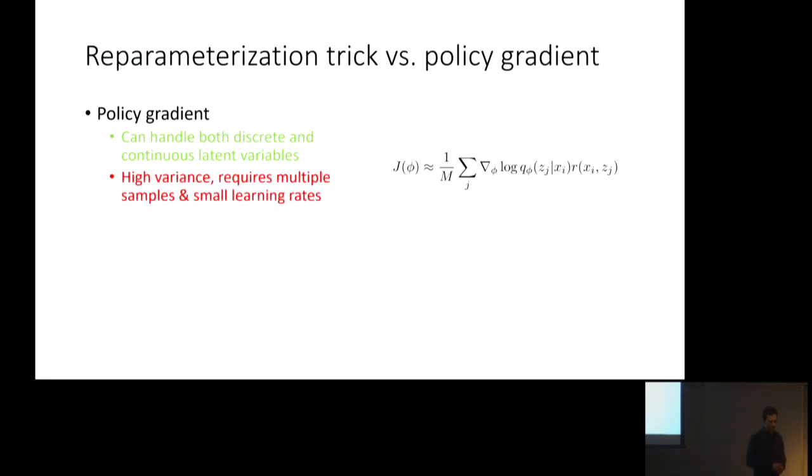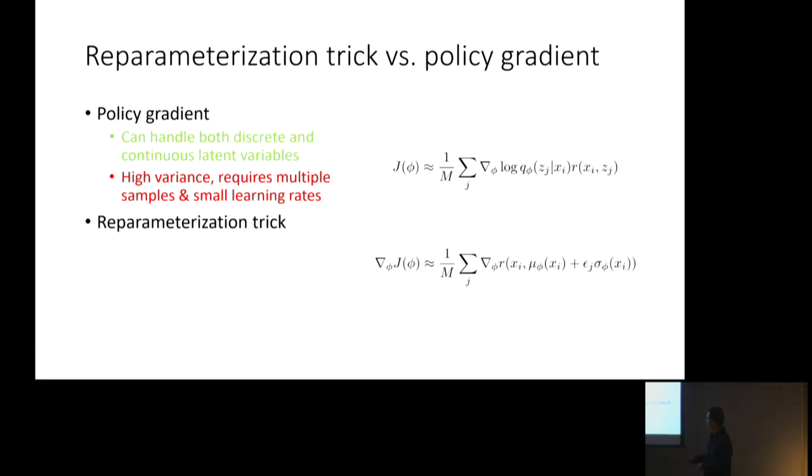But it has high variance. It might require multiple samples to be drawn to estimate the gradient accurately, and it might require smaller learning rates because of the high variance. The reparameterization trick, where you sample epsilon from some zero mean unit variance Gaussian and then calculate the gradient of your score function directly, only works for continuous latent variables, because you have to be able to reparameterize. You have to be able to rewrite Z as something of this form.